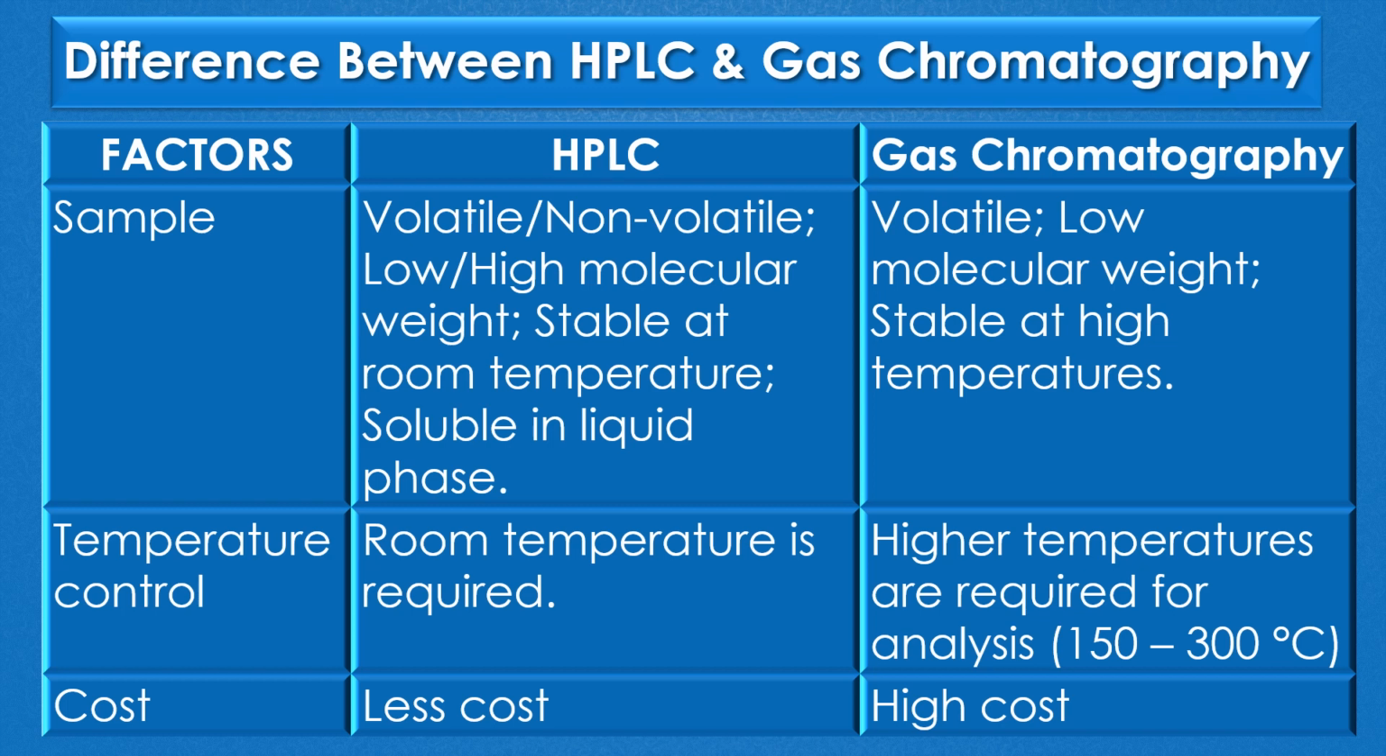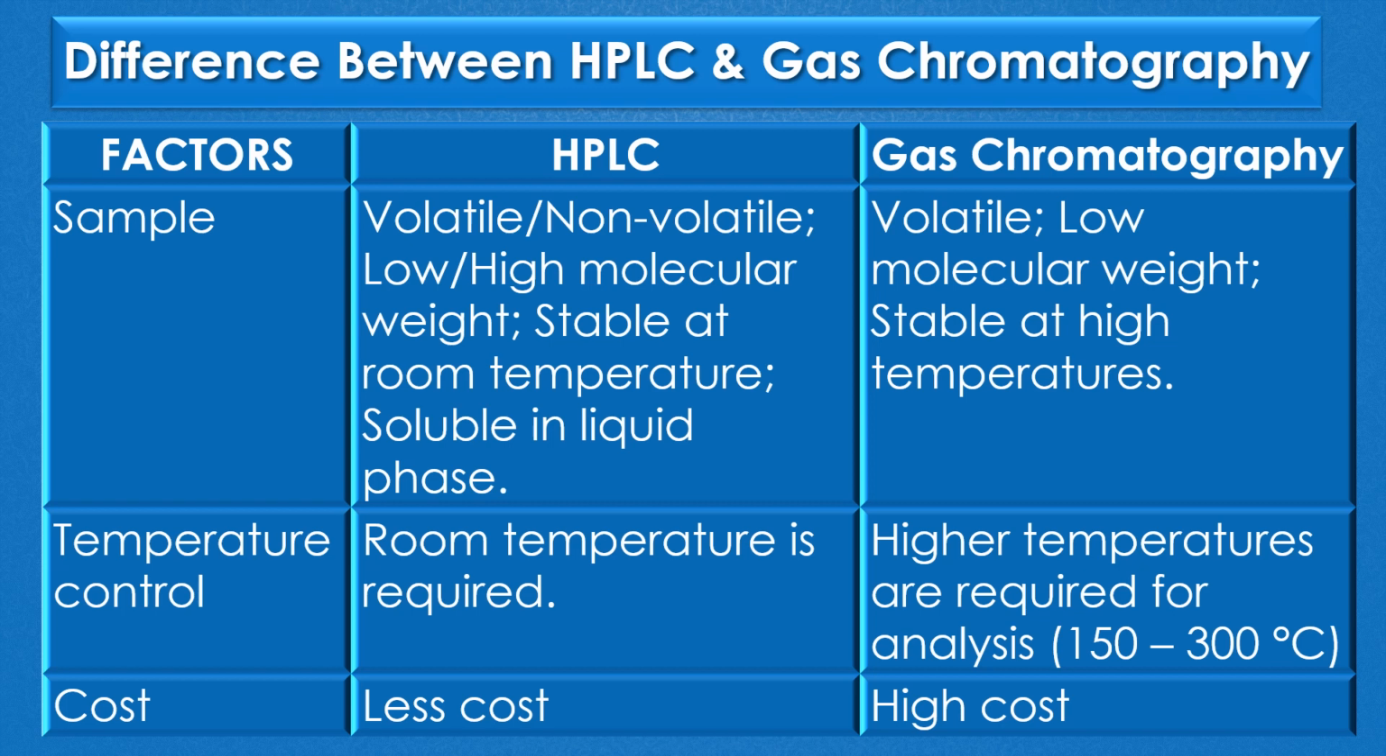Regarding the temperature control, in HPLC, temperature control approach is not necessary or required. Generally, room temperature is required. And for gas chromatography, temperature control is much more important as the column is placed inside the oven with a controlled temperature program. Generally, high temperature are required for gas chromatography analysis. It is 150 degree Celsius to 300 degree Celsius.